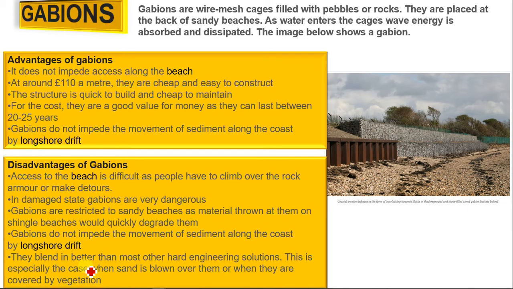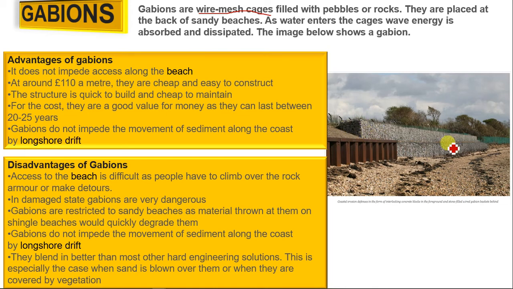Then we have gabions. Gabions are wire mesh cages filled with pebbles or rocks. They are placed at the back of sandy beaches. As water enters the cages, wave energy is absorbed and dissipated.